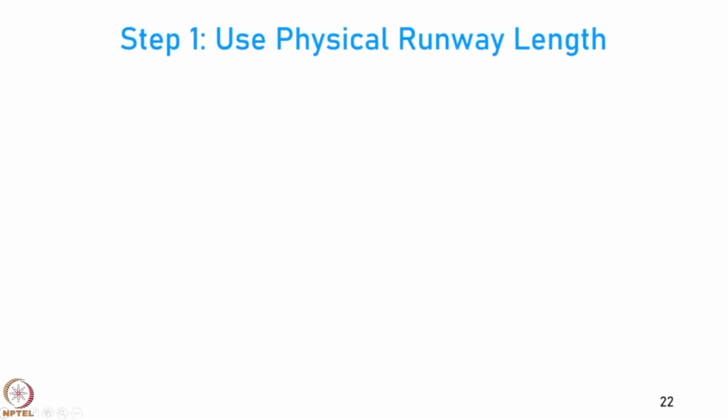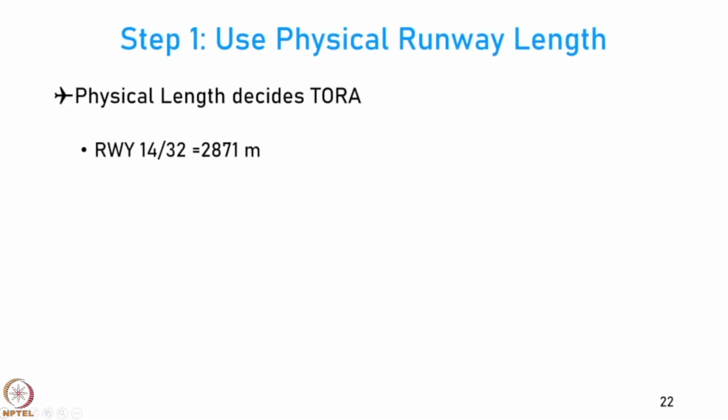So let us do it step by step. Step 1 is using the physical runway length, and we will run the example of Mumbai airport for you. So the physical length decides TORA. Runway 14/32 has a physical length of 2871 meters, and runway 09 has a length of 3188, and 27 has a length of 3488.